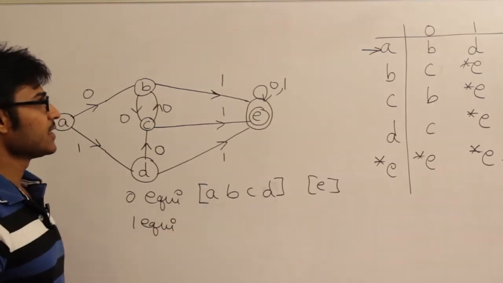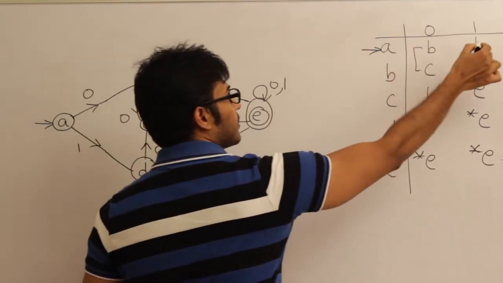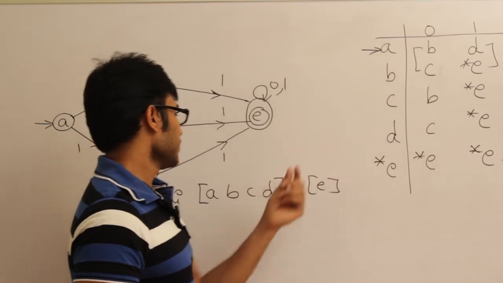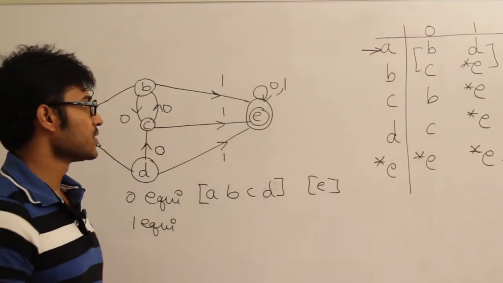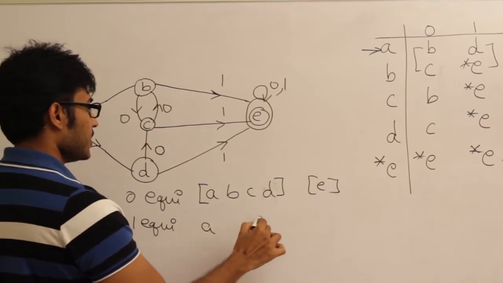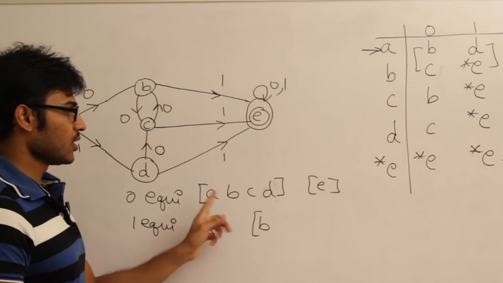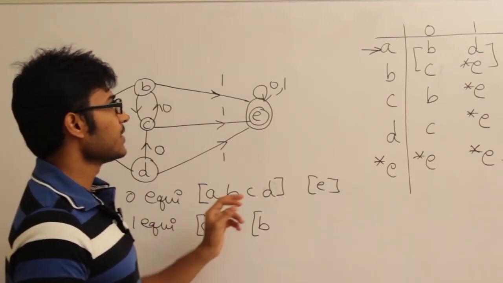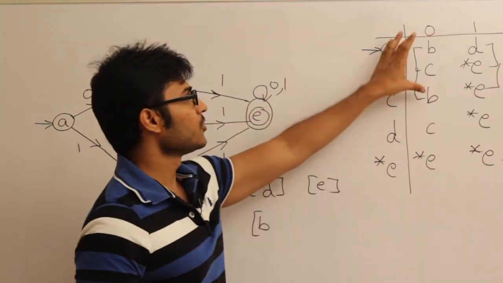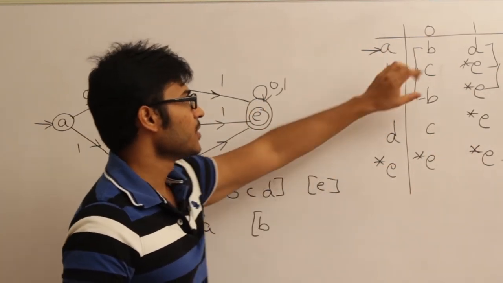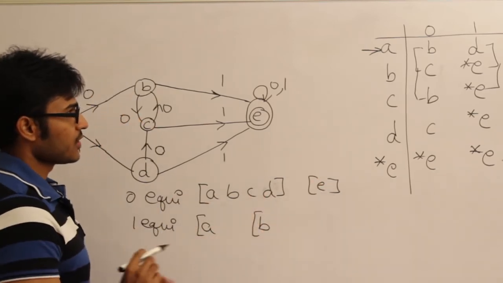Let us take A and B and C. If I see A and B, they are going to B and C on 0. B and C are in one group, and D is in a different group. Therefore, A and B have to be separated. Now let's check A and C. A and C are going to B and B, yes, they are in the same group, but on the other symbol they go to D and E, which are in different groups. Therefore, A and C are not in the same group.